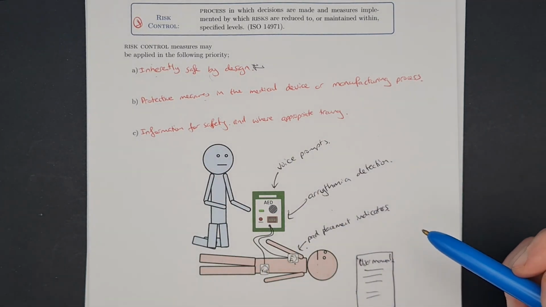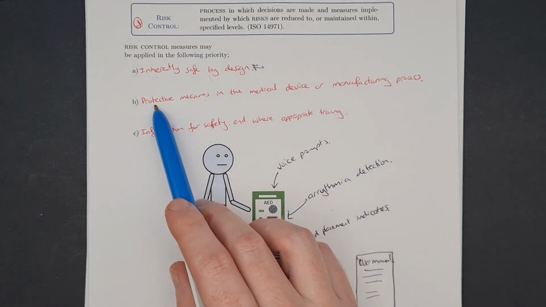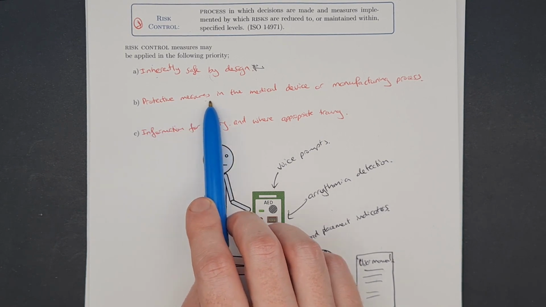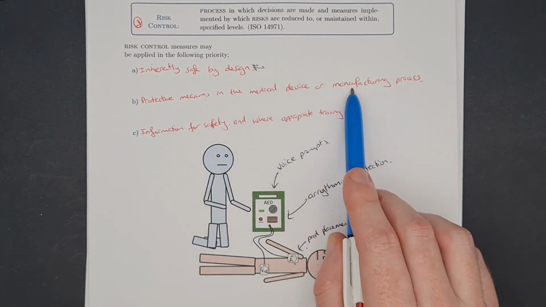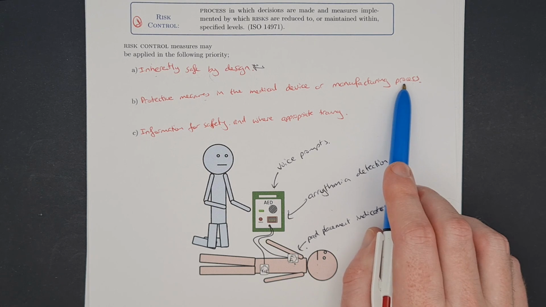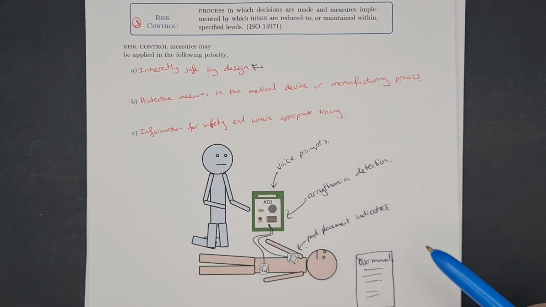Now, the other one to notice here is that risk control measures can be protective measures in the medical device or in the manufacturing process. So that can be you add extra in-process testing to the device in its production processes.